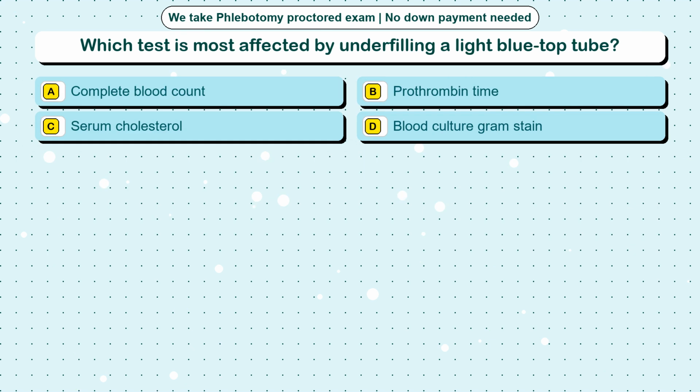Question 53. Which test is most affected by underfilling a light blue top tube? Option A. Complete blood count. Option B. Prothrombin time. Option C. Serum cholesterol. Option D. A blood culture gram stain.